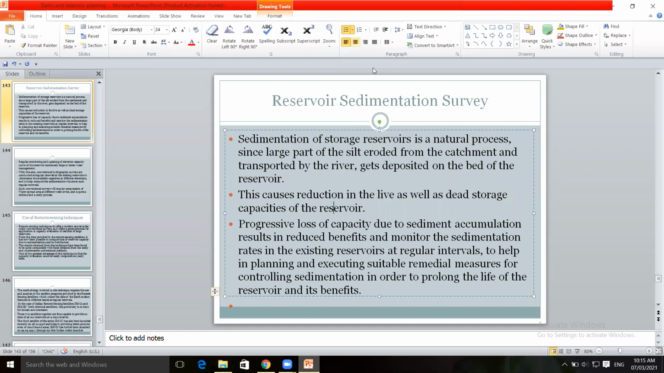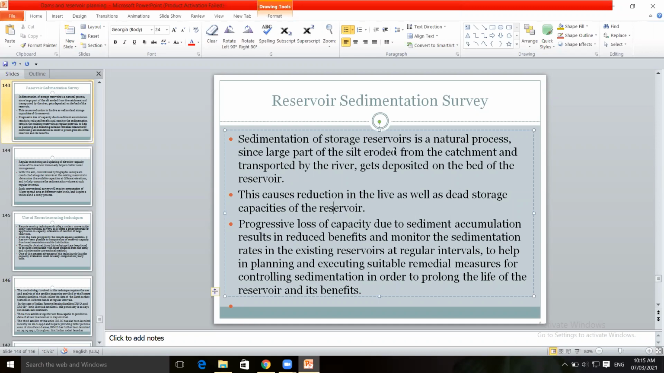Reservoir sedimentation survey. What surveys are carried out to control the sedimentation or silting of the reservoir? Sedimentation of storage reservoirs is a natural process, because a large part of the silt is eroded from the catchment area and transported by the river, and it gets deposited on the bed of the reservoir. So this is due to accumulation of the silt.